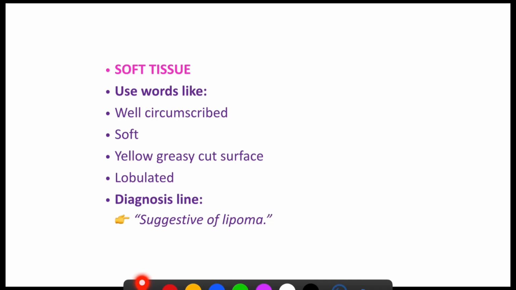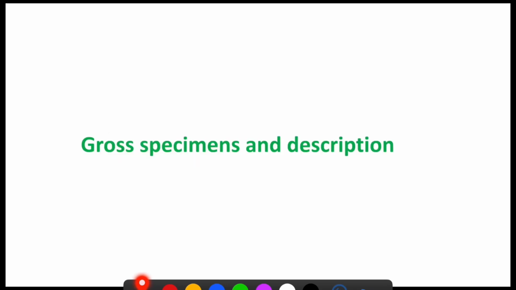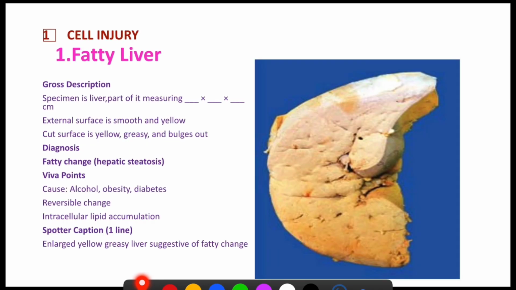So remember all the words and terminology to describe a particular specimen, and this will give you a great hint when you identify a gross specimen. So let's see one by one different gross specimens and their description. From cell injury, the first specimen commonly asked is fatty liver. So this is the specimen.